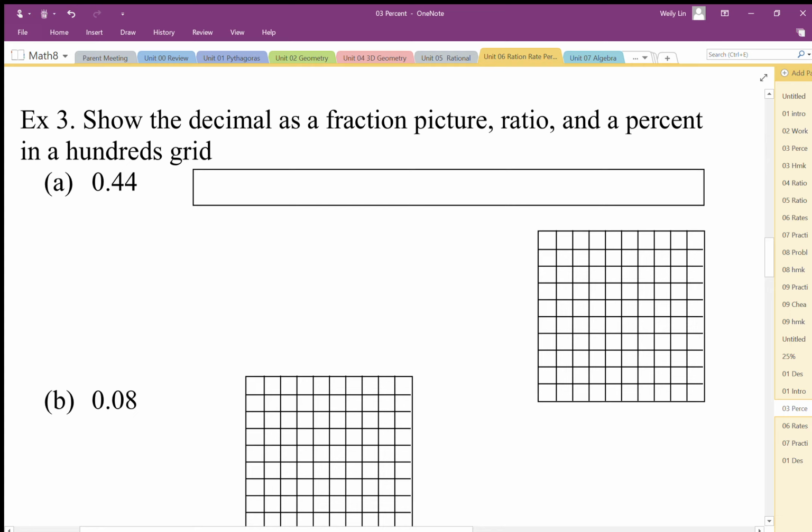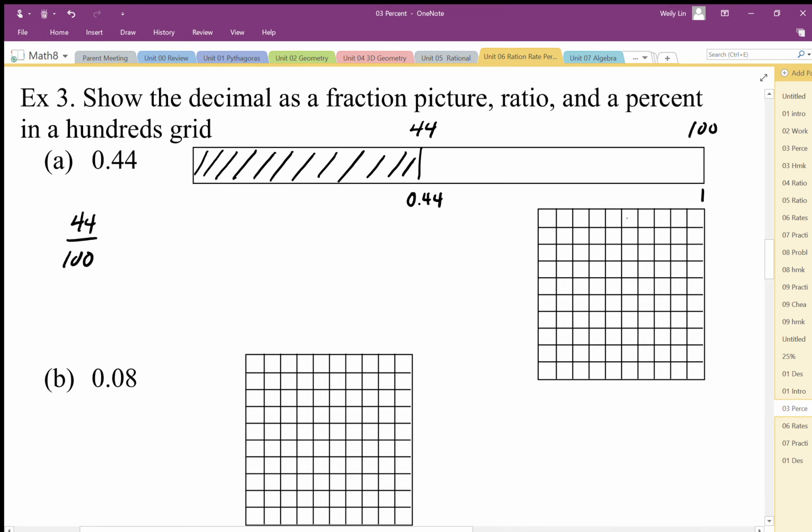So show the decimal as a fraction, picture, ratio, and a percent in a hundredths grid. So looking at our percentage 44, I can kind of estimate that it's going to be a little bit less than half. So 0.44 on the number line is going to look like this. It's going to be a portion of this fraction bar. We can write this as a ratio of 44 to 100. This is a fraction as well, so this would represent 44 out of 100. So if we had 44 and 100 here, that's equivalent to 0.44 to 1 as a proportion. We can show that that proportion can show up along our number line like this.